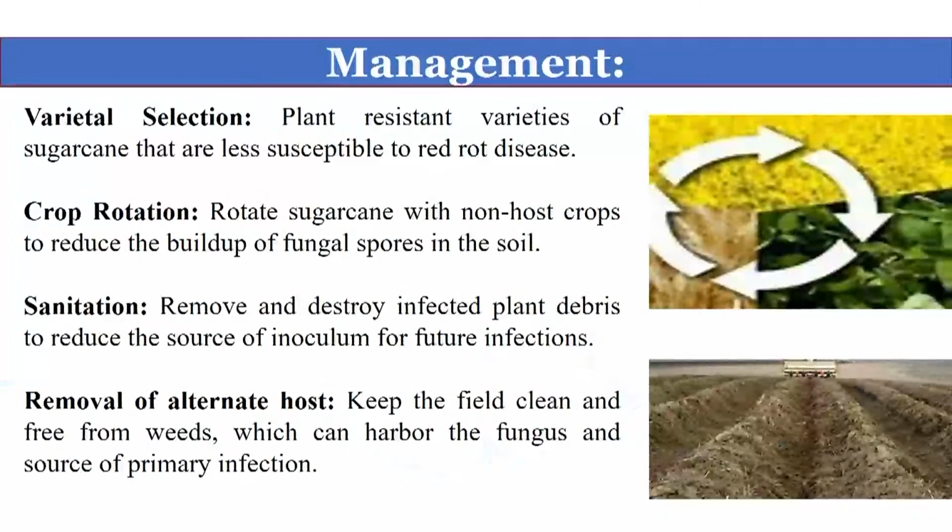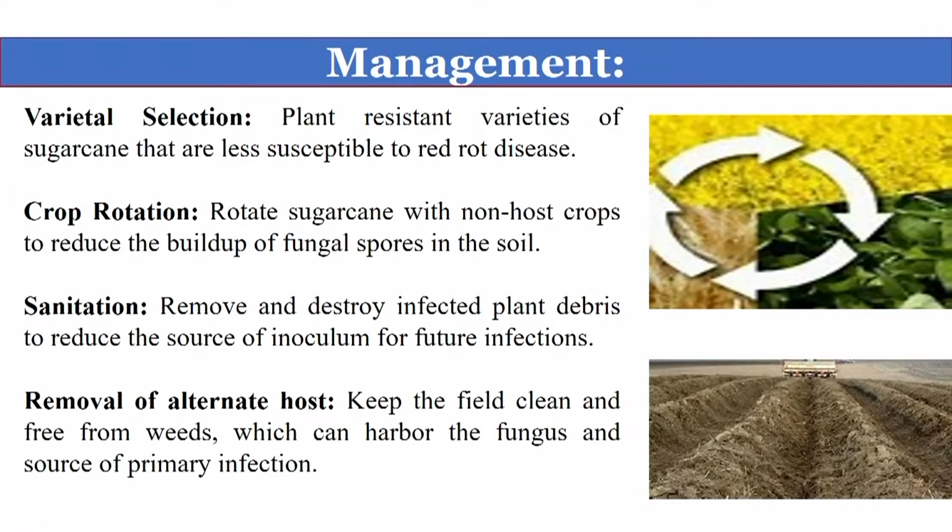And the management, dear learners, is a very crucial part of the disease. How you can manage the plant disease, basically red rot. First of all, selection of the variety is very important in case of red rot of sugarcane. Plant resistant varieties of sugarcane are less susceptible to red rot disease, so you have to select a disease resistant variety. Crop rotation is one of the most important ways to minimize the disease severity, or you can say pathogen load. You rotate the sugarcane with a non-host crop to reduce the buildup of fungal spores in the soil.